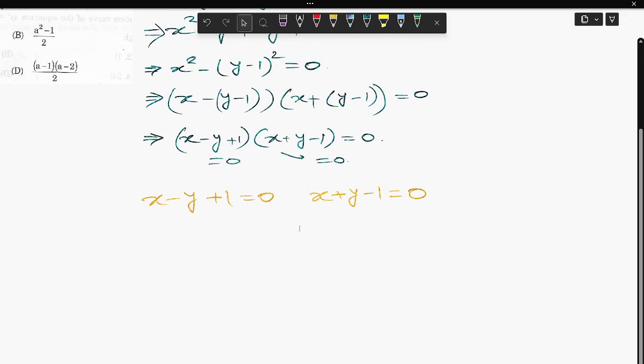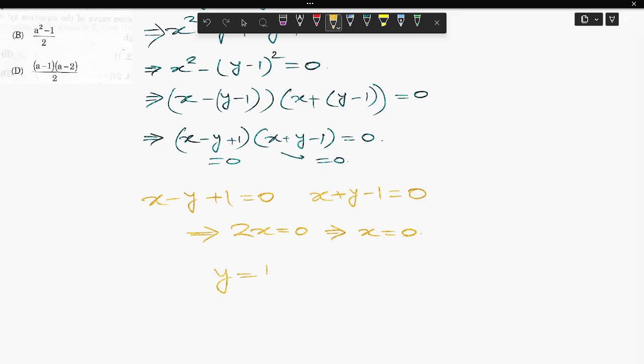So adding these two, we will have 2x equals 0, so we will get x equals 0. Substituting x equals 0 into these, we will get y equals 1. So we can say that these lines intersect at the point (0, 1). Now we are going to find the angle bisectors. The angle bisectors of the lines x minus y plus 1 equals 0 and x plus y minus 1 equals 0 are given by the formula.